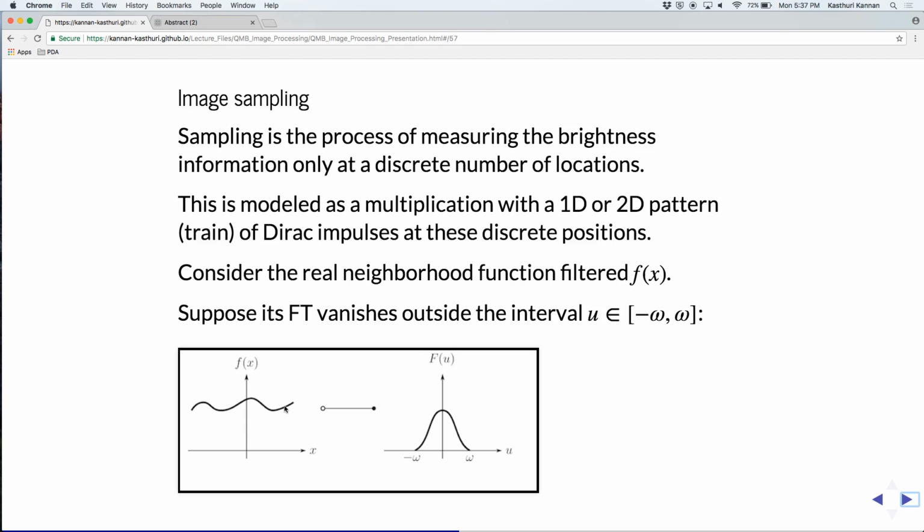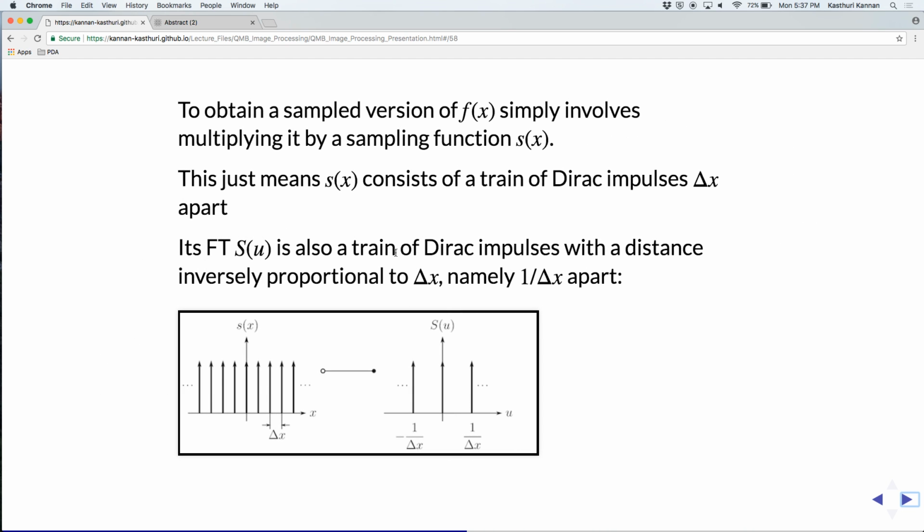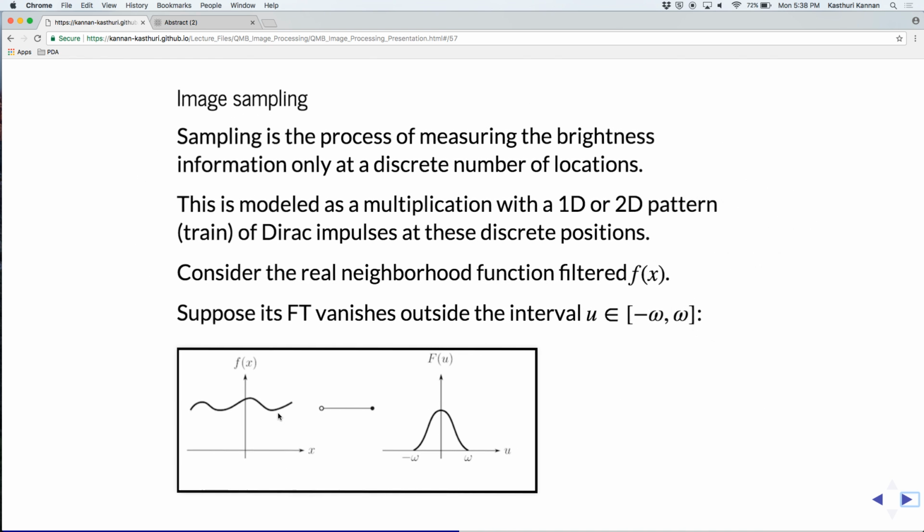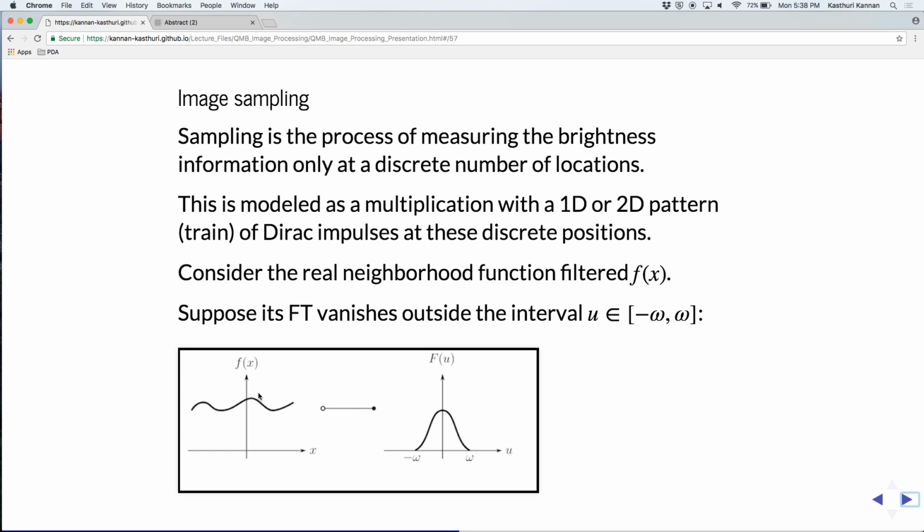You have a function, which is a continuous function, like brightness or sunlight. Let's say that the Fourier transform of the function vanishes outside a certain interval. Then you can obtain a sampled version of this function. You multiply, sampling this function at several places, and that function is called a sampling function. Let's say it's s of x, and it has a constant distance between samples. So you're sampling this function at various places, here, here, here, and things like that.